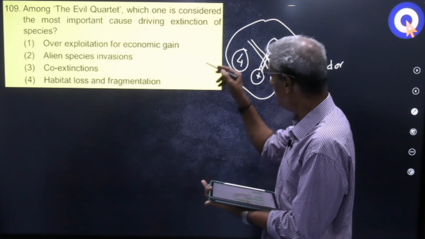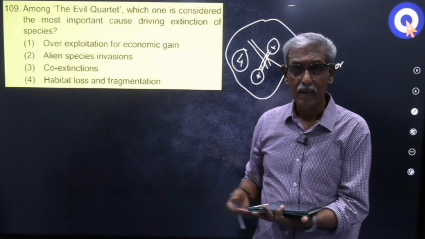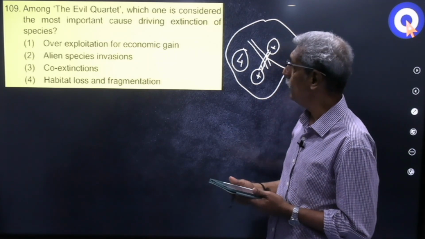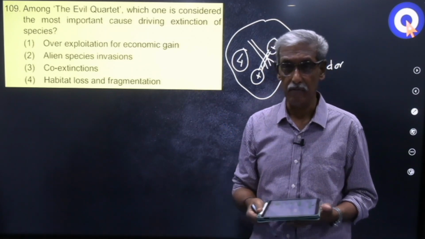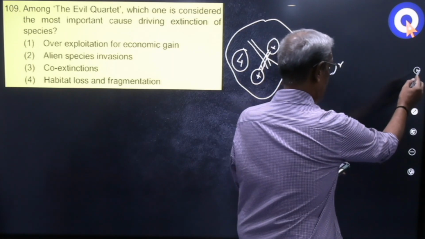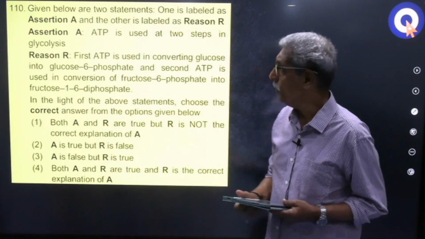So habitat loss and fragmentation, which is basically due to development, due to unsustainable development, is the most important cause for extinction of species. So remember, the option is 4, and it's a very important point in relation to conservation. It's a conservation issue with relation to ecology. Now let's go to the other one.